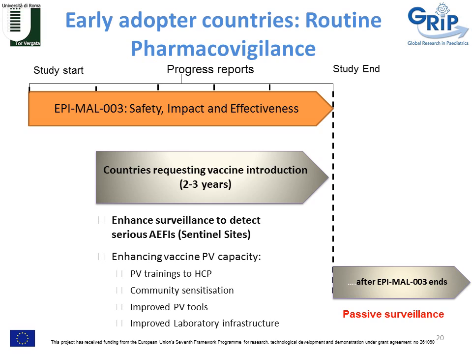In the early adopter countries, the main activity to propose to countries for the improvement of the safety monitoring of RTSS will be the enhanced surveillance through sentinel sites to detect serious adverse events following immunization, together with capacity building like PV trainings to healthcare professionals, community sensitization for reporting adverse events, etc. The duration could be 2 to 3 years, time to obtain results from the EPIMAL-003, or until sufficient patient exposure data is obtained to adequately define the safety profile of RTSS.